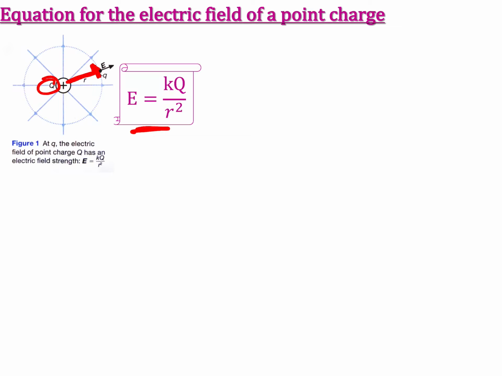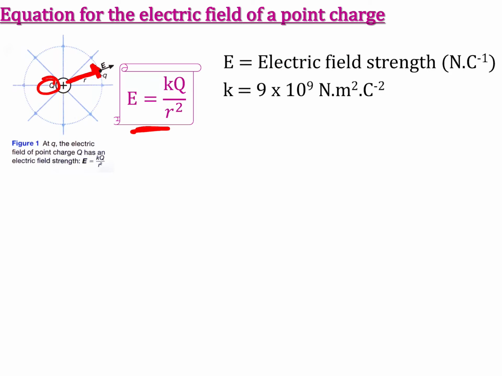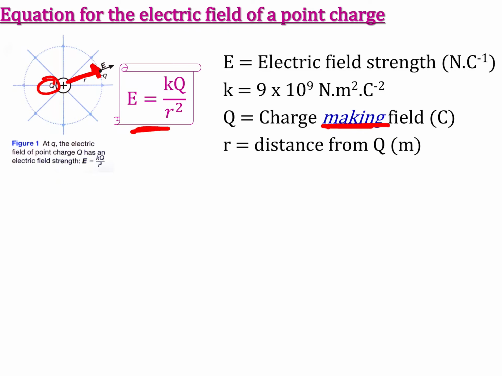It looks a little like F equals KQ1Q2 over R squared. Please be careful here. It's amazing how many of you will substitute an F here instead of an E, or put an E in front of the Coulomb's law equation when you shouldn't. So, E is electric field strength. That hasn't changed. K is our constant, 9 times 10 to the 9. Q is now the charge making the field. That's why it's a big Q. It's like the Earth making the gravitational field. R is the distance from Q.